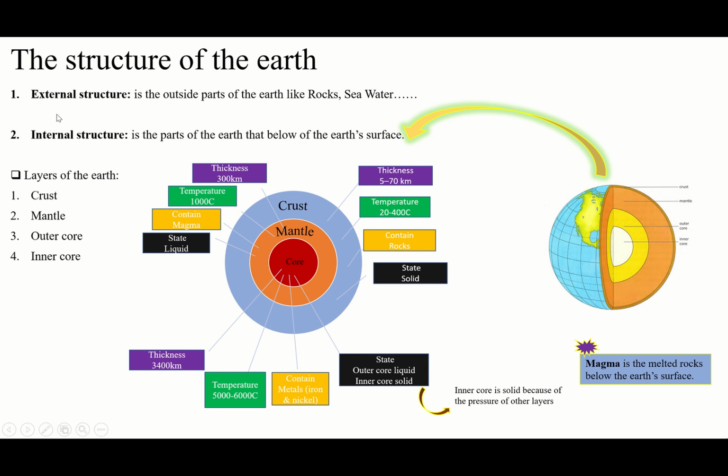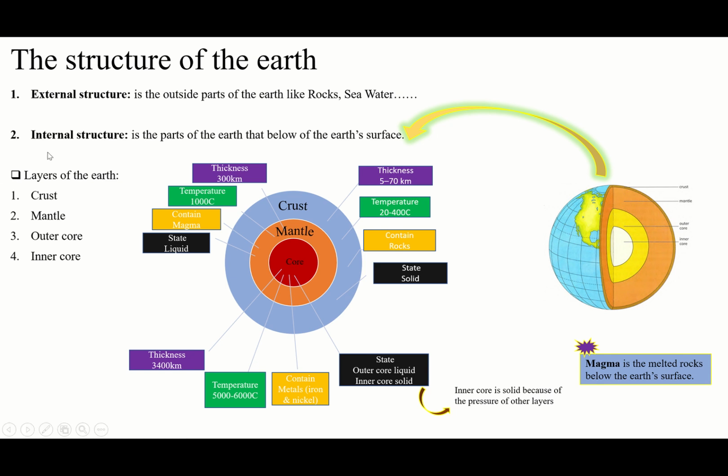So, external structure is the outside parts of the Earth. It means whatever is outside of the Earth, whatever is on the surface, is going to be the external structure. Like rocks, like seawater as is here, like river, like ocean, like whatever we have outside of the Earth. Okay? You can see different things around you. These are all going to be the external structure of the Earth. Why? Because they are all on the surface of the Earth. Whatever is on the surface is external structure of the Earth.